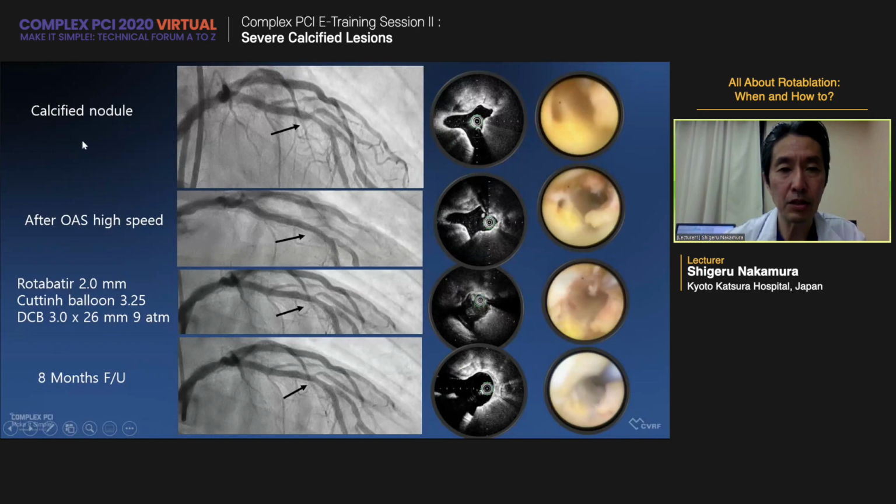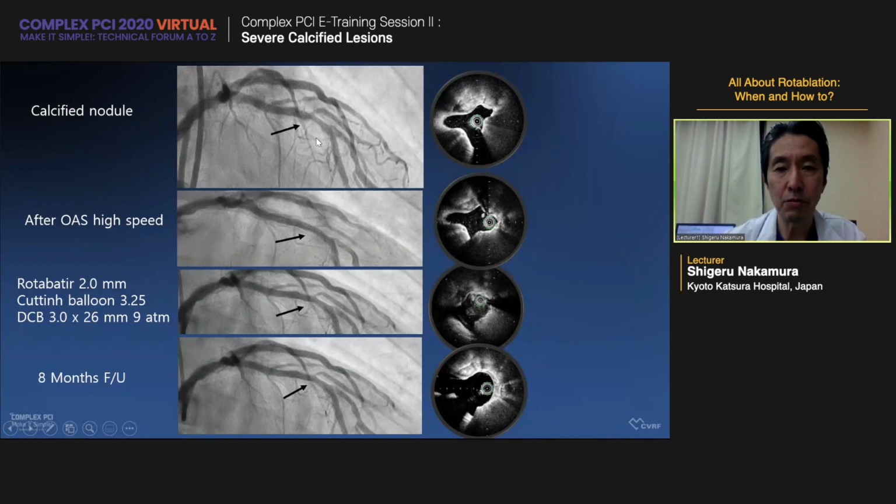So this is the other case of a calcified nodule. And this is the calcified nodule. The wire is attached to the calcified nodule. And then I started to use the Rotablator, and it's ablating this 3 o'clock side with good wire bias. But still calcium remained, and I changed to the 2.0 rotablation and the cutting balloon, and finally I used a DCB because we could sufficiently remove the calcium.